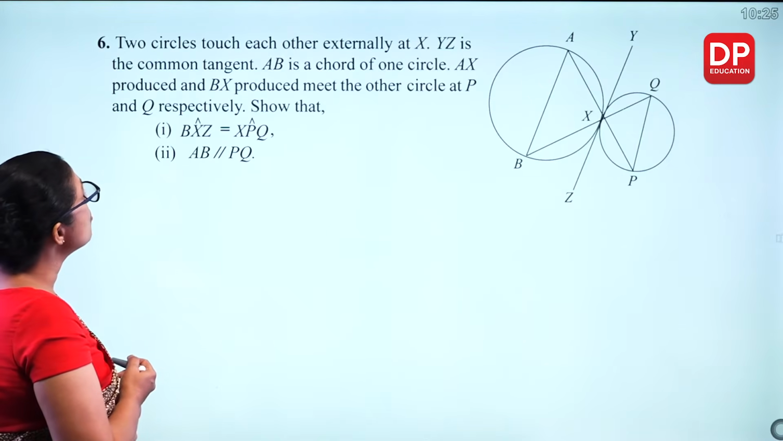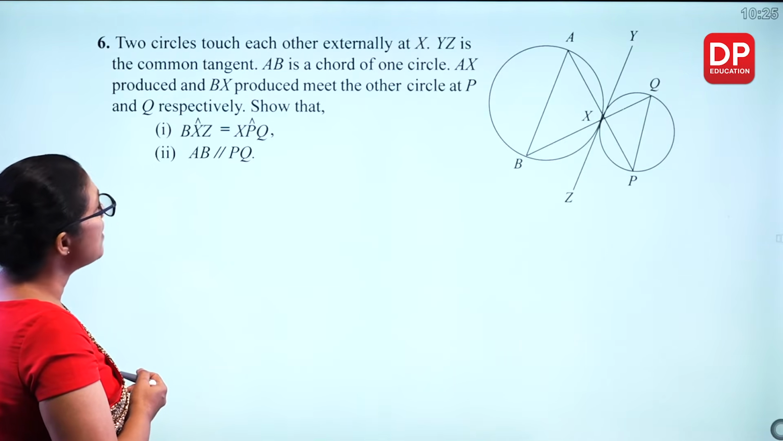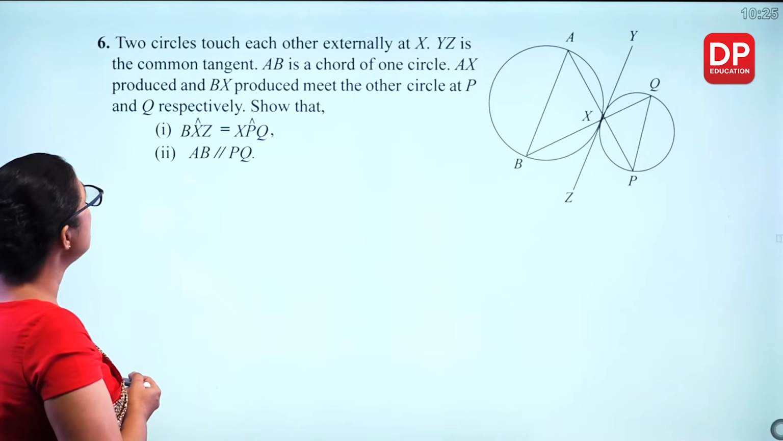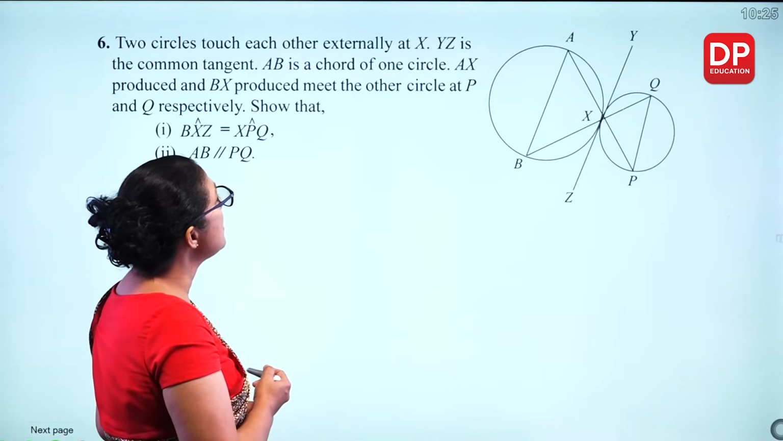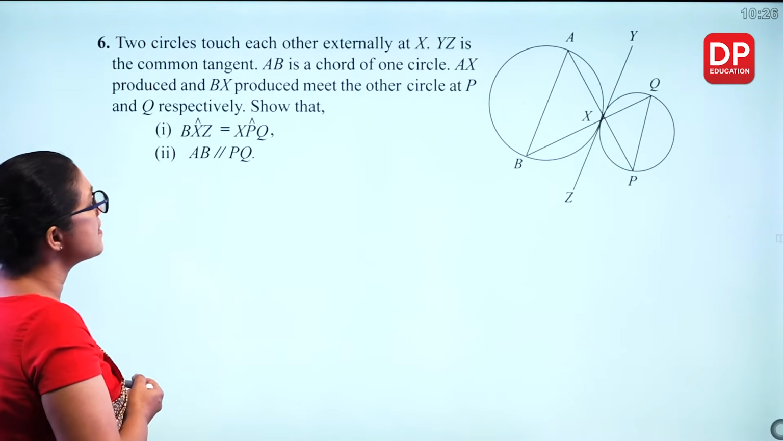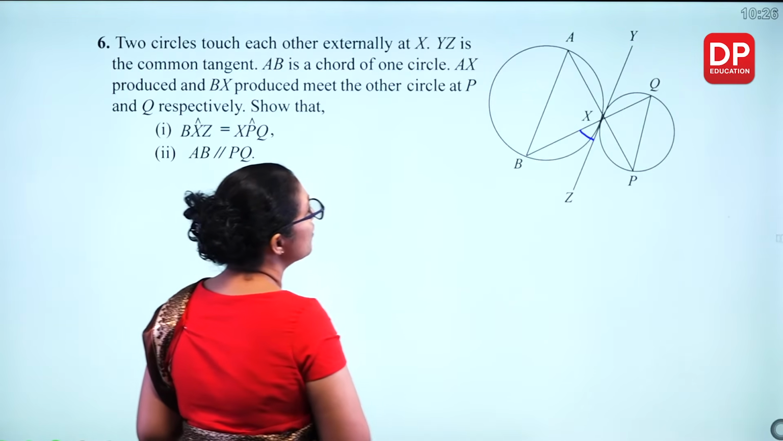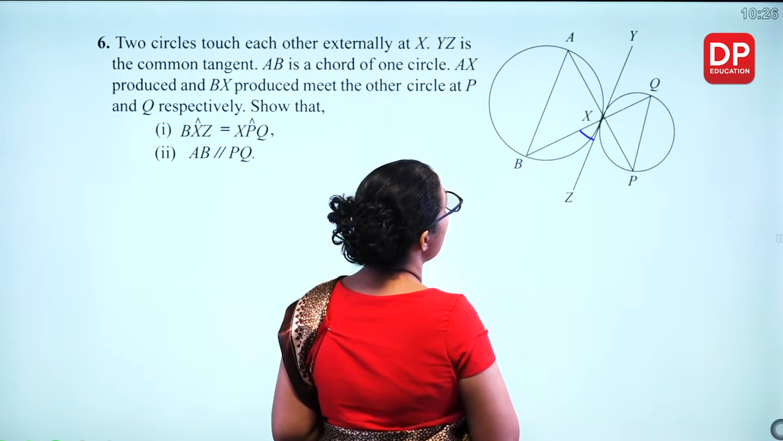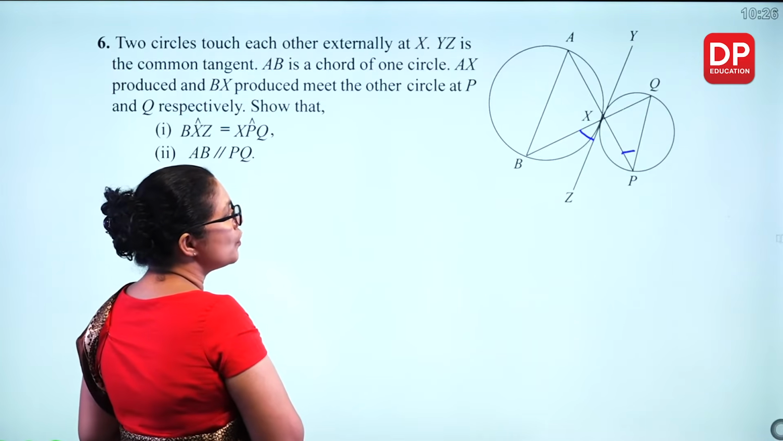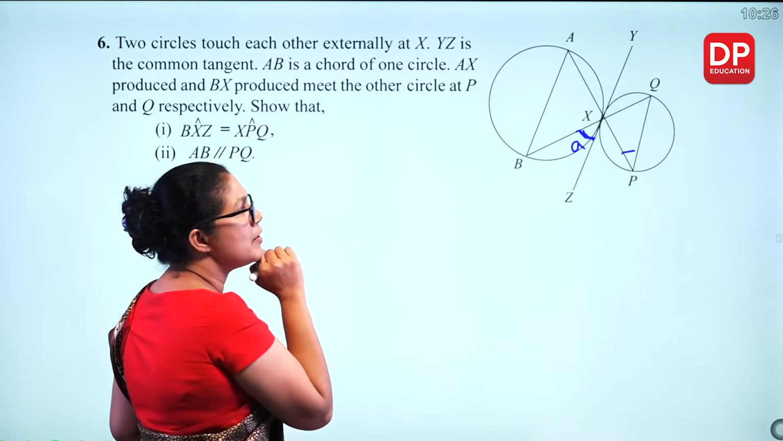Question number 6. Two circles touch each other externally at X. YZ is the common tangent. AB is a chord of one circle. AX produced and BX produced meet the other circle at P and Q respectively. Show that BXZ angle and XPQ angle are equal. So we'll take this angle and put A, that's the angle between the tangent and the chord.